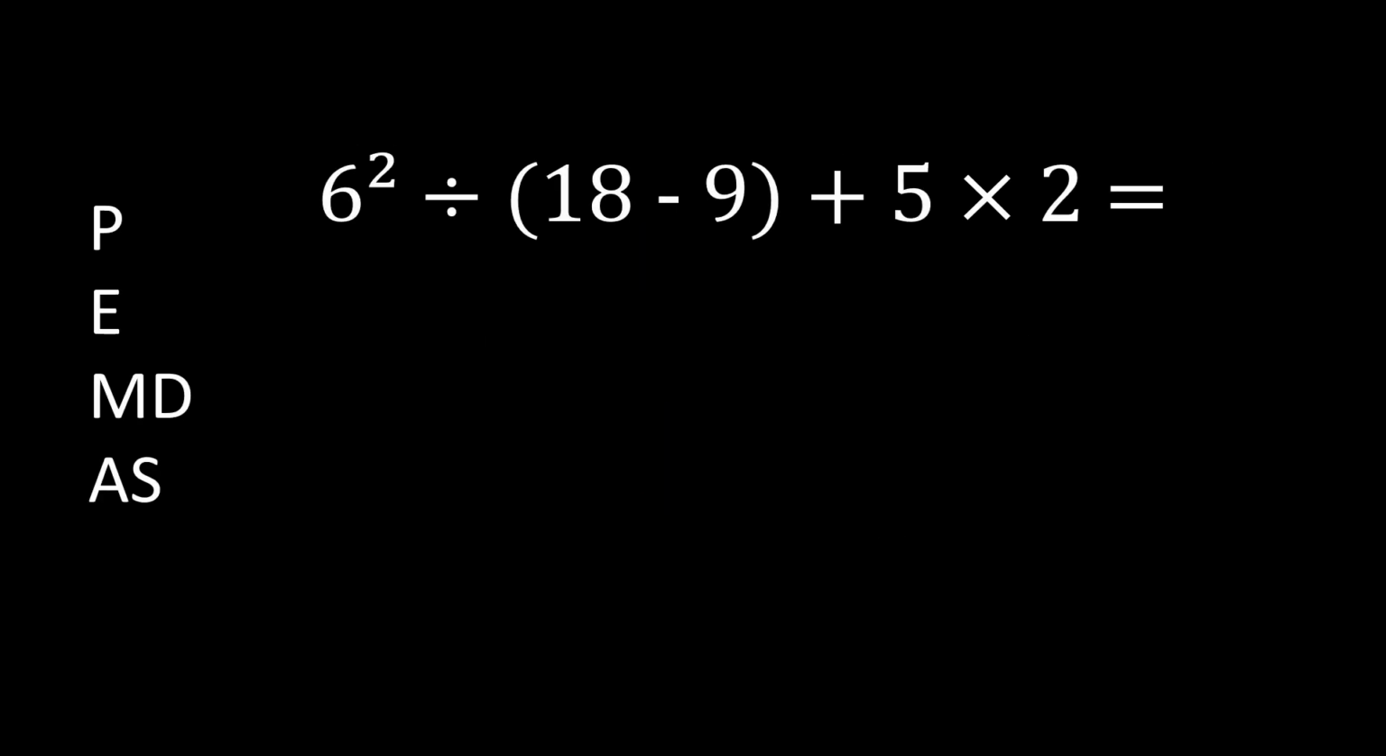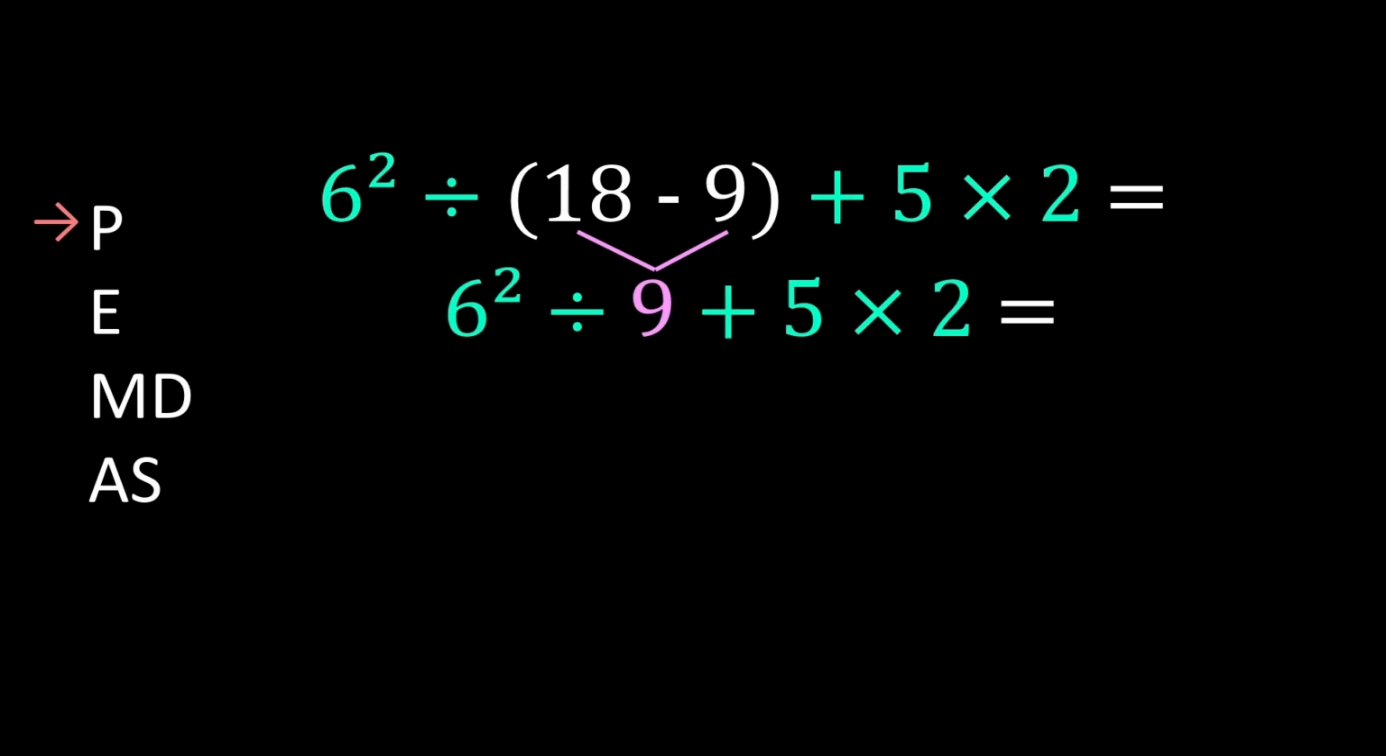Keeping in mind that PEMDAS tells us what order to work the problem in, the first place I'm looking in this problem is for grouping symbols, and I see that I have parentheses. So that's where I'll be starting with 18 minus 9, because that's what's in parentheses. 18 minus 9 is 9, and then I'll carefully bring the rest of the problem down.